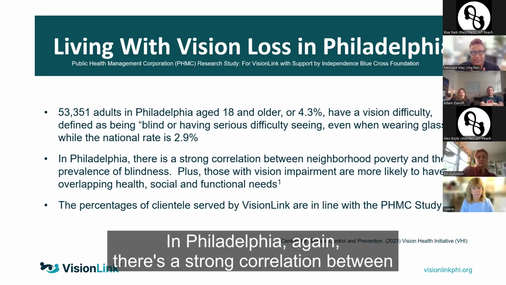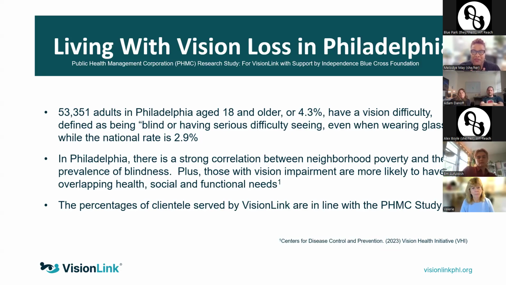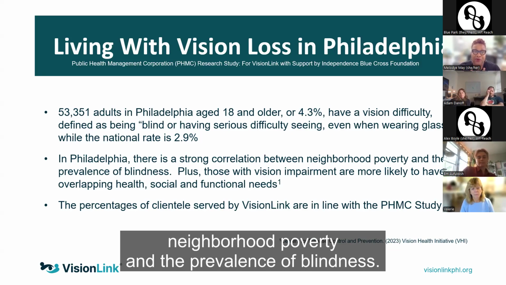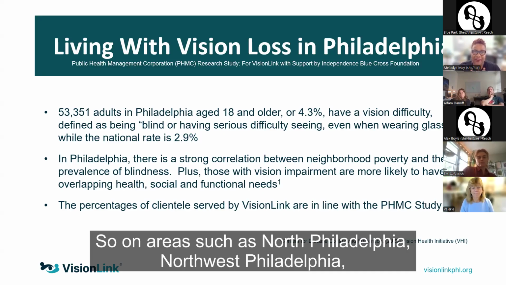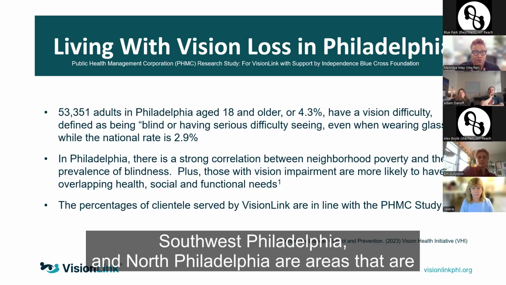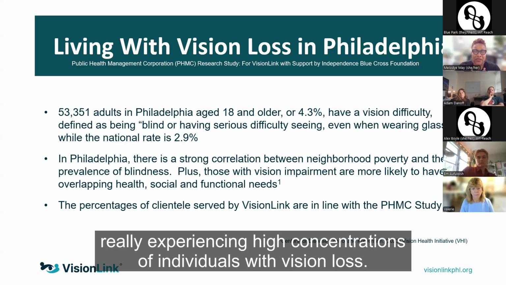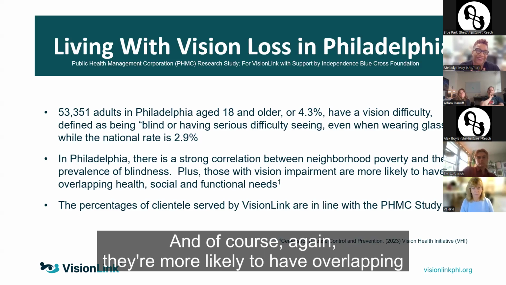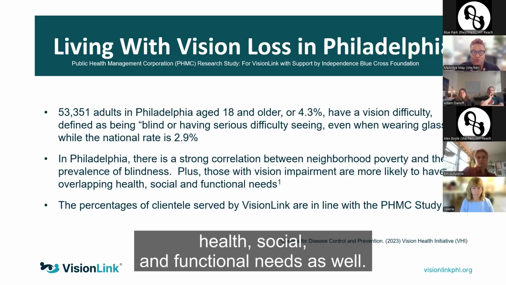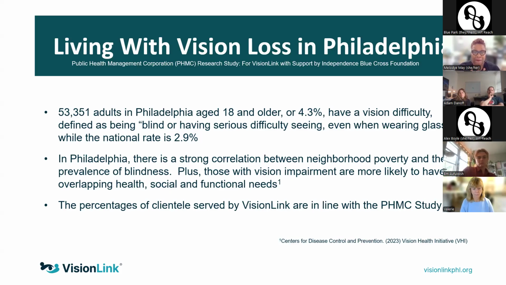In Philadelphia, again, there's a strong correlation between neighborhood poverty and the prevalence of blindness. So, areas such as North Philadelphia, Northwest Philadelphia, and Southwest Philadelphia are areas that are really experiencing high concentrations of individuals with vision loss. And of course, again, they're more likely to have overlapping health, social, and functional needs as well.